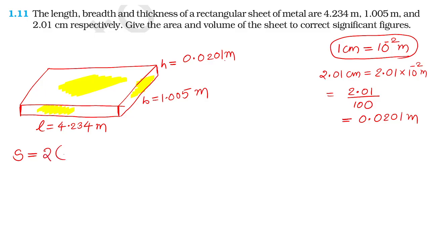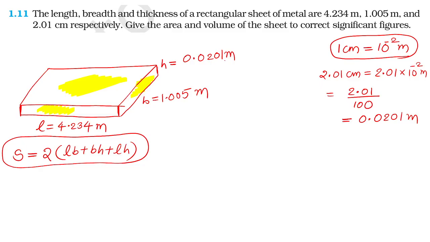Total surface area of a box equals 2 into (LB plus BH plus LH). If you don't remember this formula, you have to memorize it. You studied it in the surface area of a cuboid. If you don't remember, please memorize it right now. I don't want to show the multiplication steps; you can do that later. L is 4.234 into B.